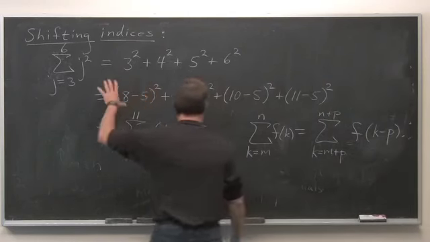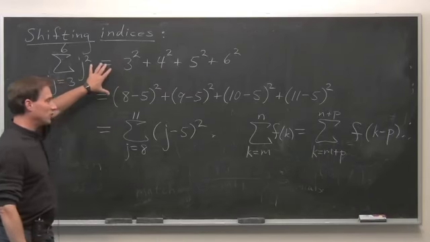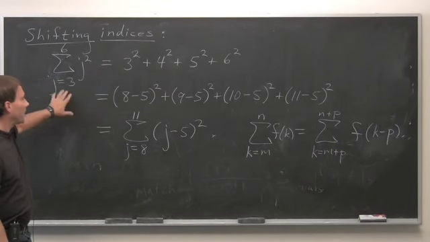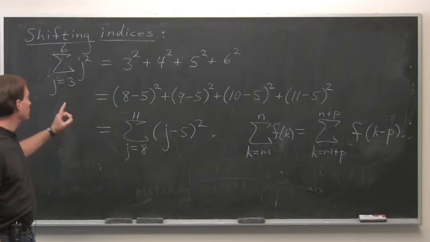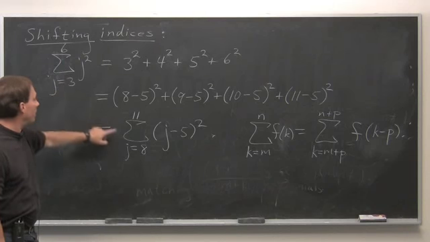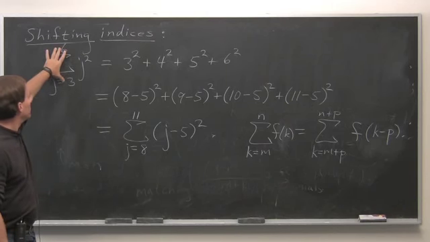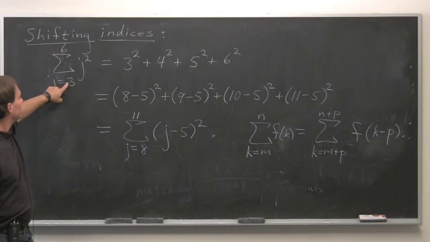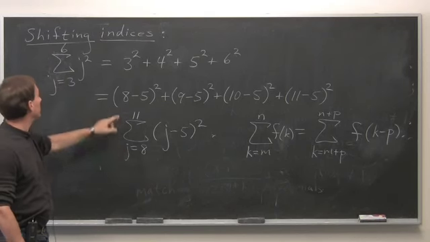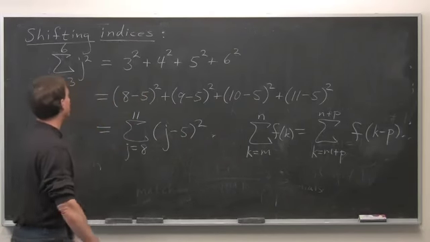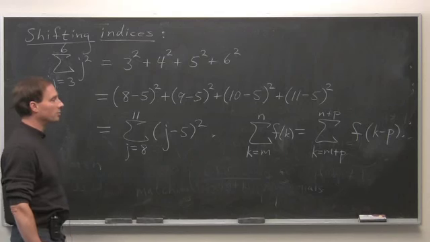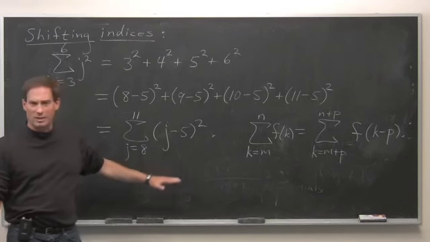So in this example, our index was j instead of k. But aside from that, it's the same thing. We shifted by p equals 5, so that we added 5 to each of the bounds on the index. So 3 and 6, we added 5: 8 and 11. But then in the function, you actually have to subtract the 5. So you replace the j by the quantity j minus 5. So this is shifting the index.